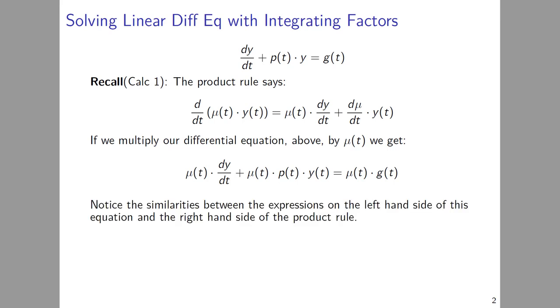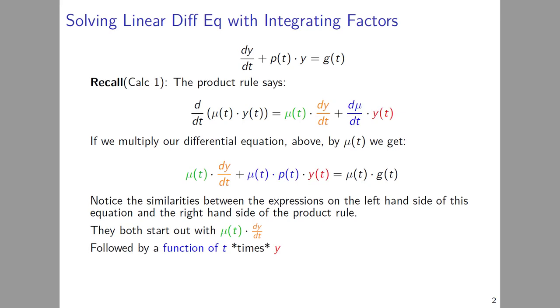Now, notice the similarities between the expression on the left-hand side of this equation and on the right-hand side of the product rule. In both, we have mu of t times dy/dt as our first term, followed by some function of t times y. The difference here is that in the product rule, we have d mu/dt as our function being multiplied by y of t, and in our other equation, we have mu of t times p of t as the function of t that's a coefficient of y of t.